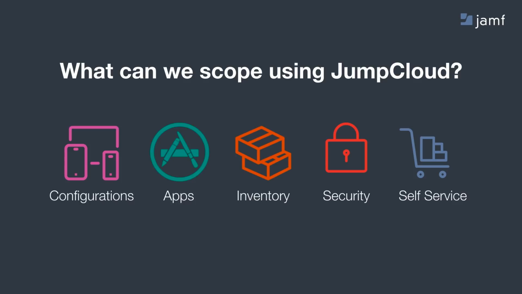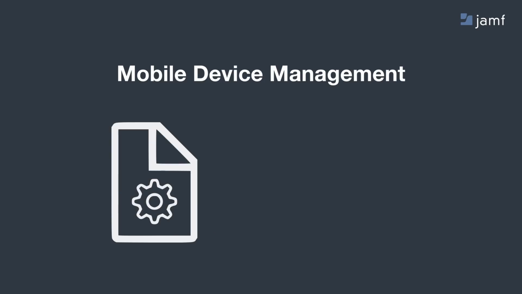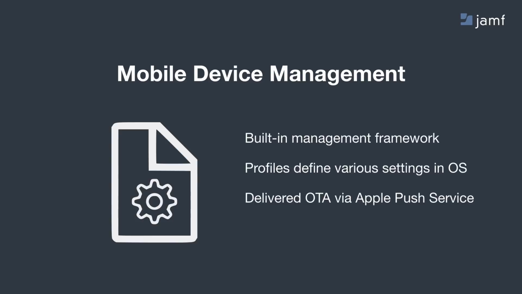So I want to walk through each of these really quickly here and just show you what it looks like to do configurations and apps and inventory and security within Jamf Pro so that we can have context for what that means for scoping within JumpCloud. So first off, with configurations, we're really leveraging mobile device management, which is the built-in management framework inside of all of Apple's operating systems to define various profiles and settings.